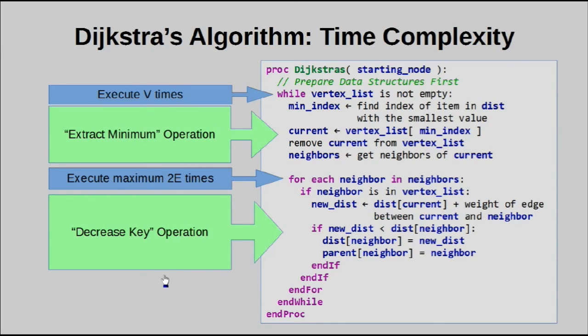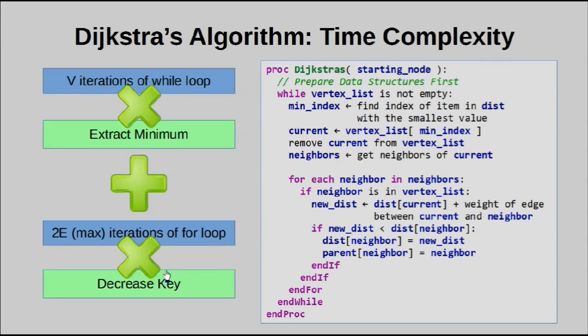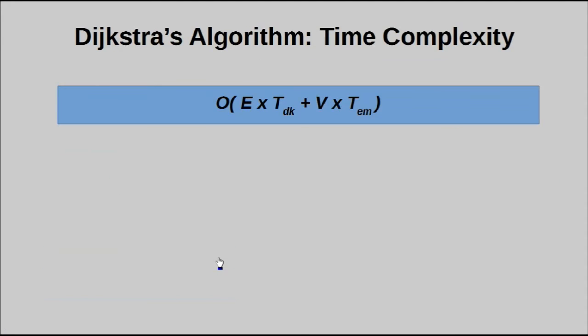So basically, if we want to express the time complexity of this algorithm in terms of these two operations, then it will look something like this. It's basically V extract minimum operations plus 2E operations of decrease key. We can also express this in a somewhat more professional looking way by expressing it like that.